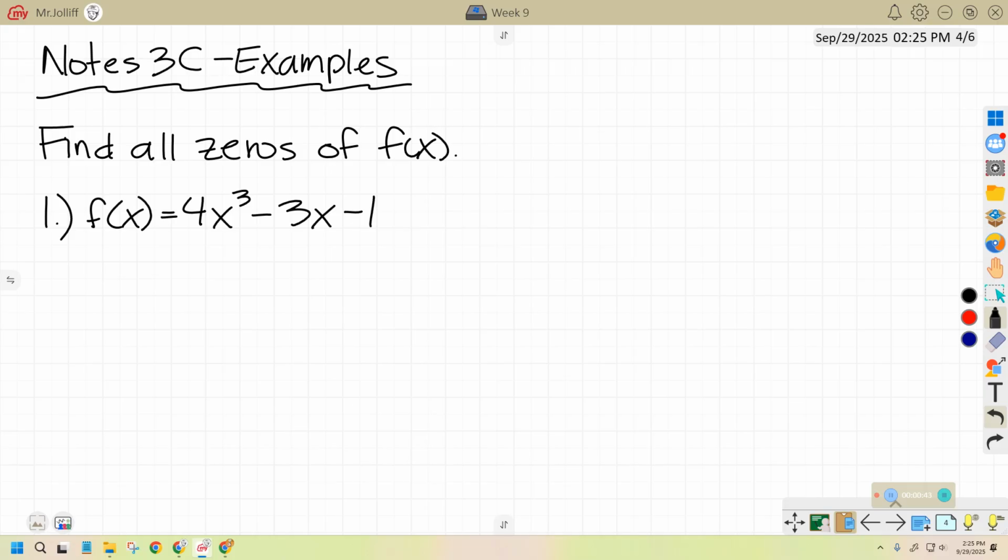Okay, so today we are doing a whole bunch of examples of all of the skills from 3C, which we're all building up to finding all of the zeros of a polynomial function. And we have lots of tools in our toolbox.